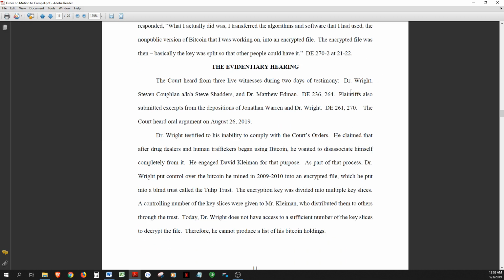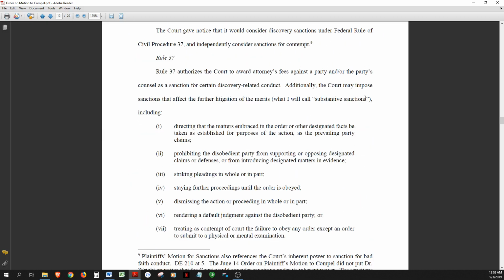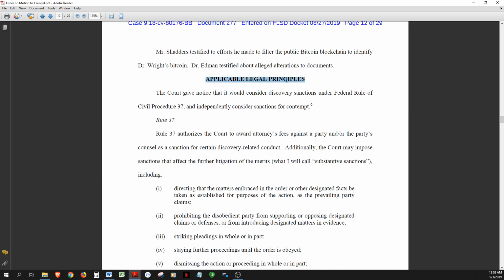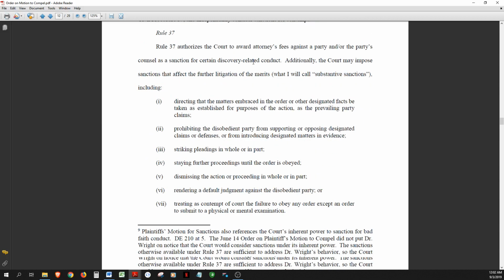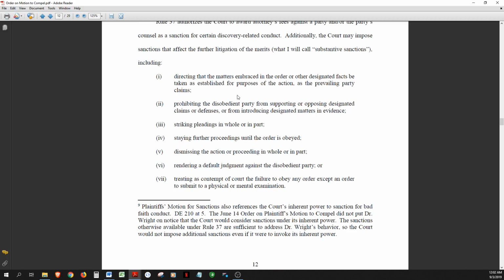So I will just go ahead to the applicable legal principles. When you don't comply with discovery, this is some of the things a judge can do.